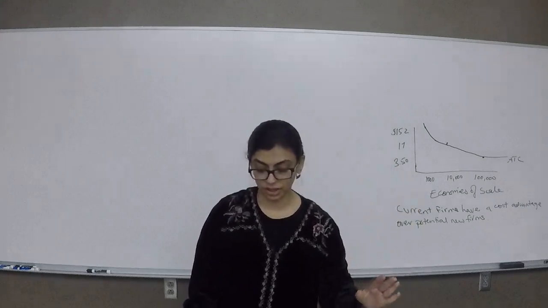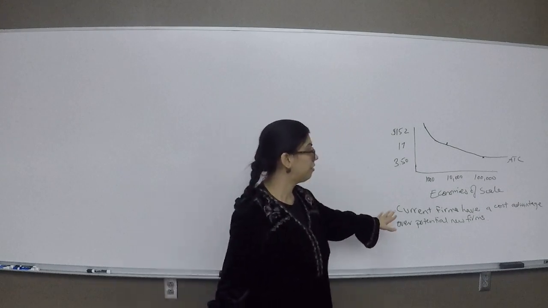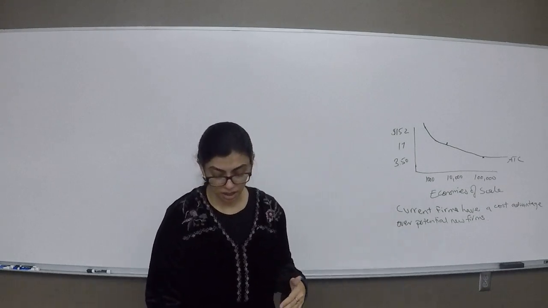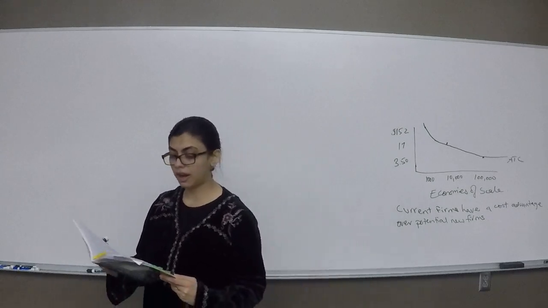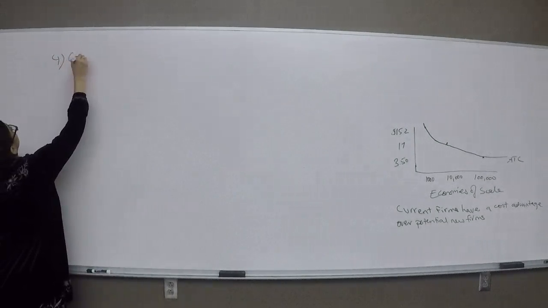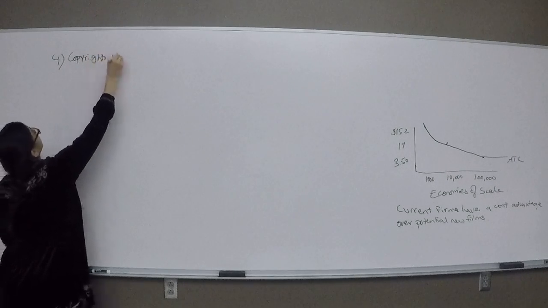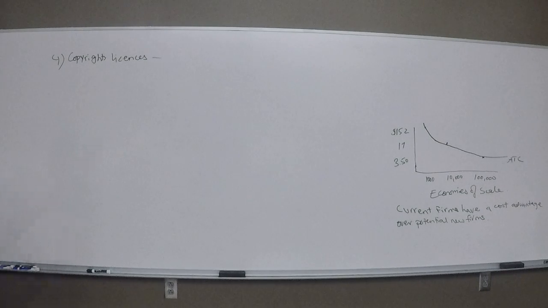So that was number 3. Economies of scale or startup cost is another barrier to entry, right? Current firms have a cost advantage over new firms. So number 4 is just copyrights and licenses. I cannot just practice law if I wanted to, right? I need a license, I need to pass the bar, I need to get a law degree, etc. So same thing, that's a barrier to entry into legal services.